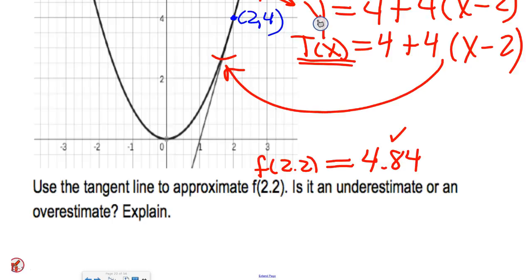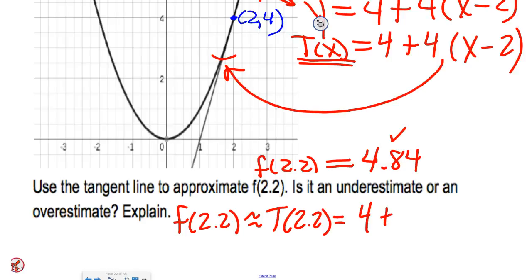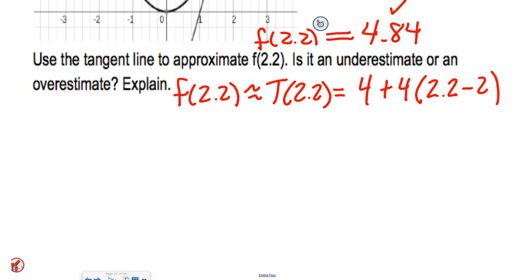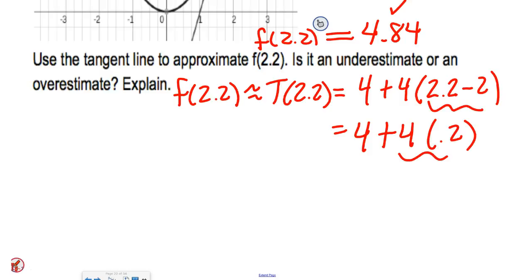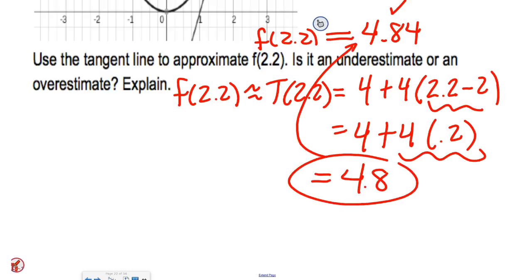So all I'm going to do is say this. F of 2.2 can be approximated by my tangent line at 2.2, which is, just go plug it in, 4 plus 4 times 2.2 minus 2. I'm on the line trying to approximate what's happening on the actual curve. I've got 4 plus 4 times 0.2. This is 0.8. I got 4.8. I got a super good approximation for what was happening.